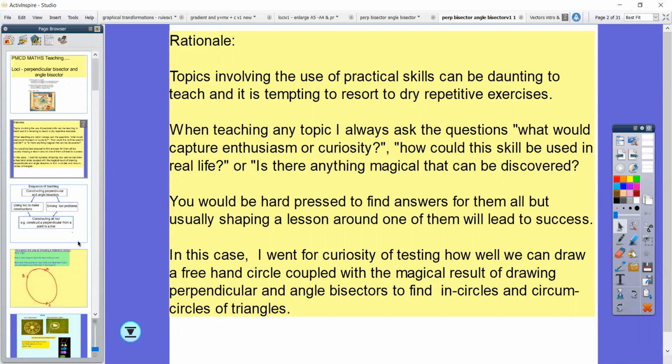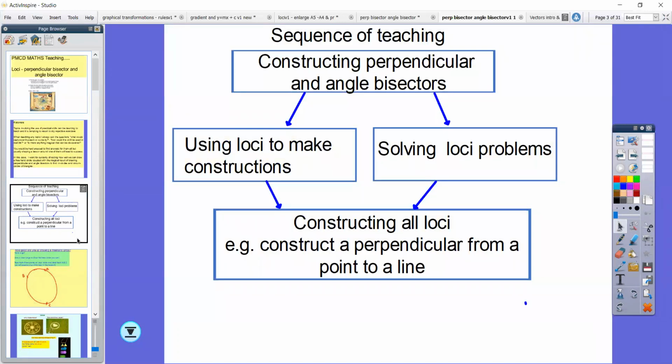So I'll start off with sequence of teaching. So starting here, constructing perpendicular angle bisectors. Those two below, they can be done either way around. Now, what I'm talking about with constructions there is not using all the constructions.